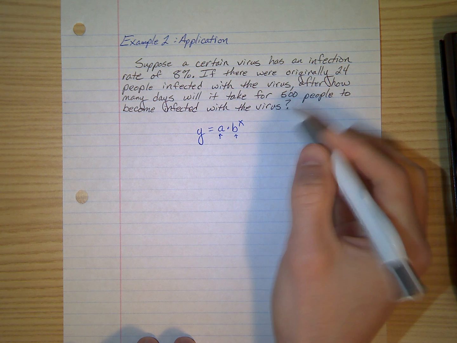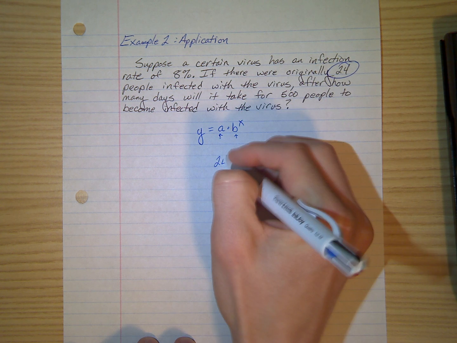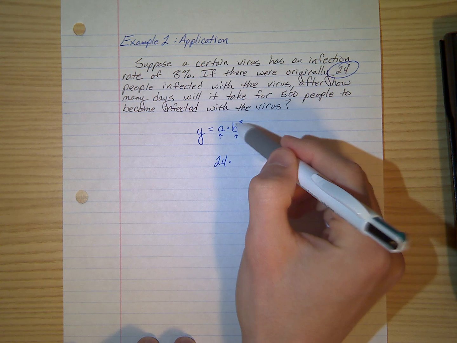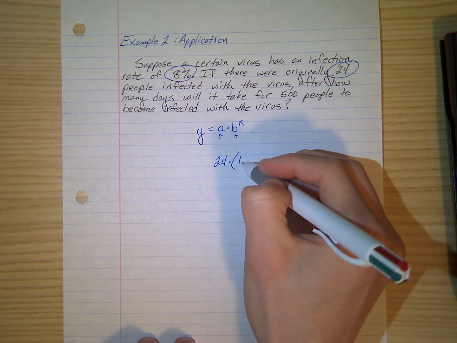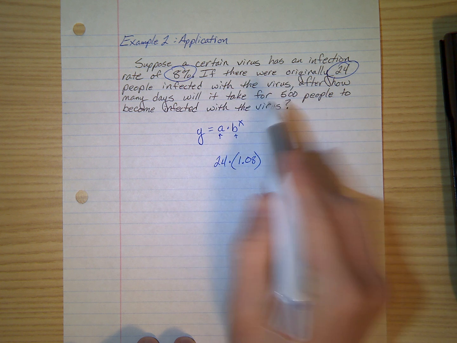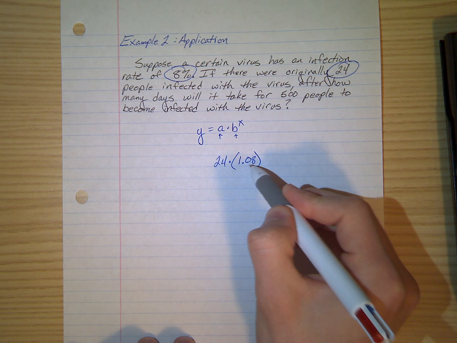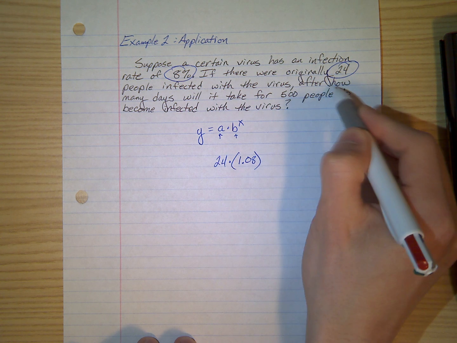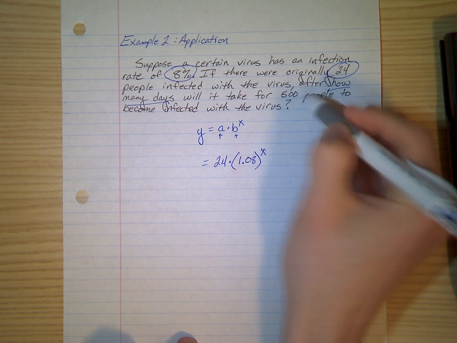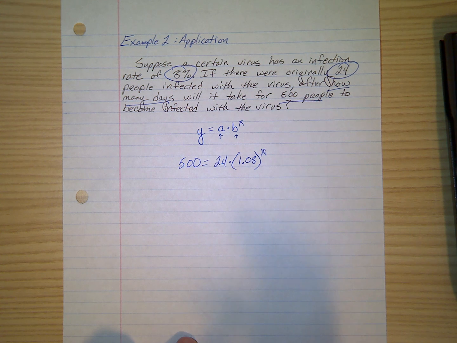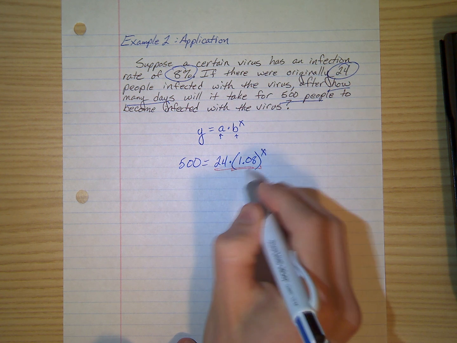So for our original amount, a, that would be 24. So we can go ahead and write 24 right there. Our growth or decay factor, the b, is going to be 8%. But remember, we always start with 1 and then we either add or subtract. We are growing, spreading, so we would add 8% to that 1, so 1.08. After how many days? That's the question. So we don't know the time. That's x, what we want to figure out, when y is 500 people. So what we need to do first is get the base by itself. The base is not by itself, so we have to divide by 24.